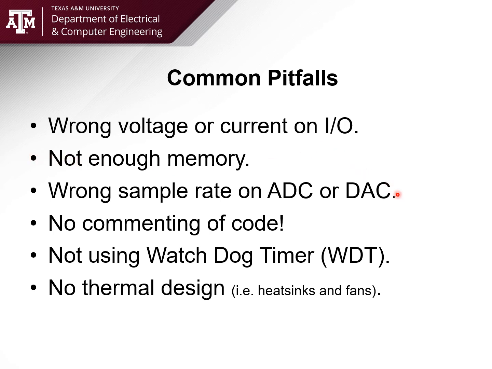Having the wrong sample rate on your analog to digital converters. So if I only need to read a temperature once a second, pretty much anything you throw at it is fine. But if I'm trying to sample a high-speed signal that's coming in at 10 megahertz, and I try sampling it with a 1 kilohertz A to D converter, not going to work.